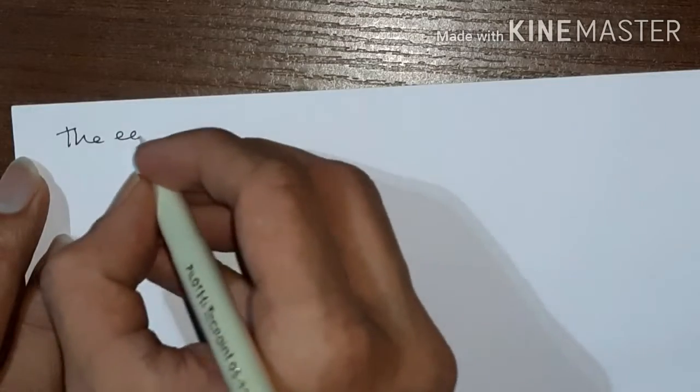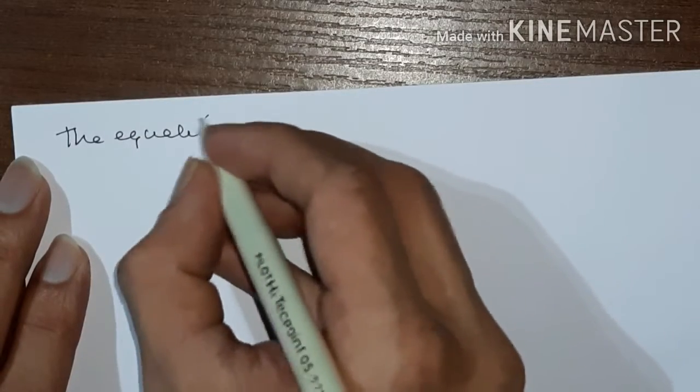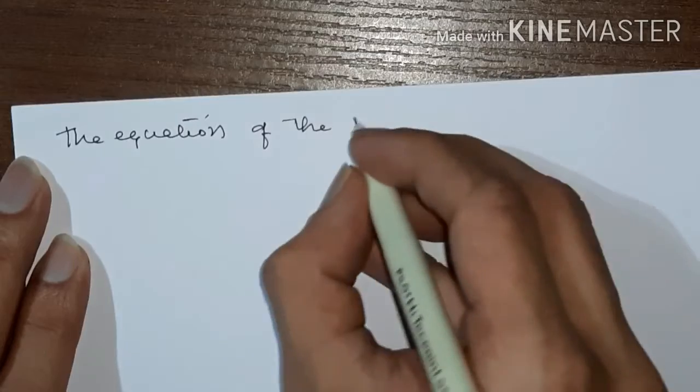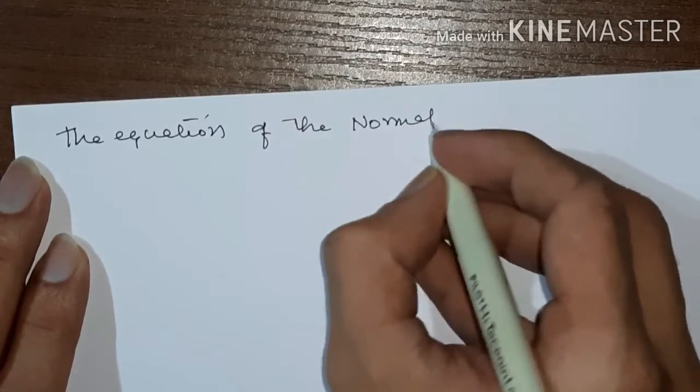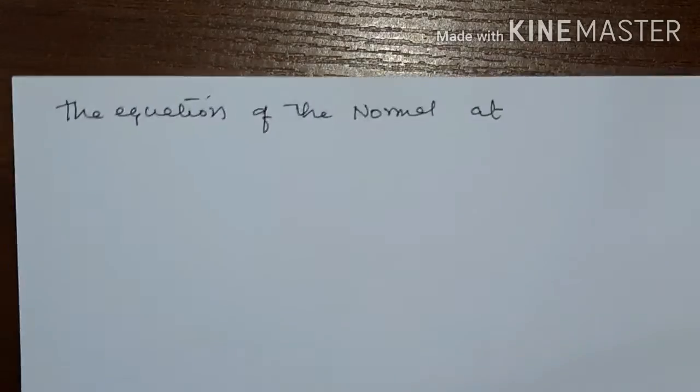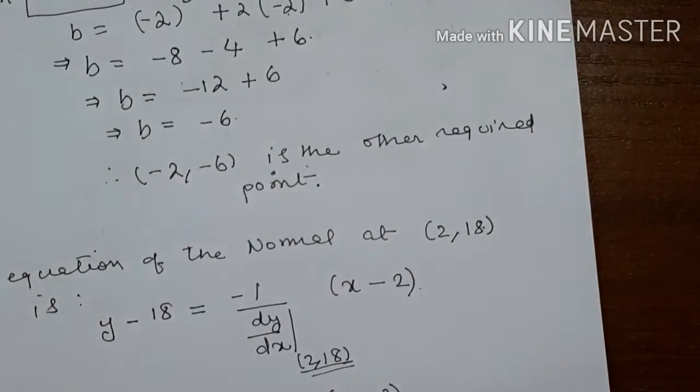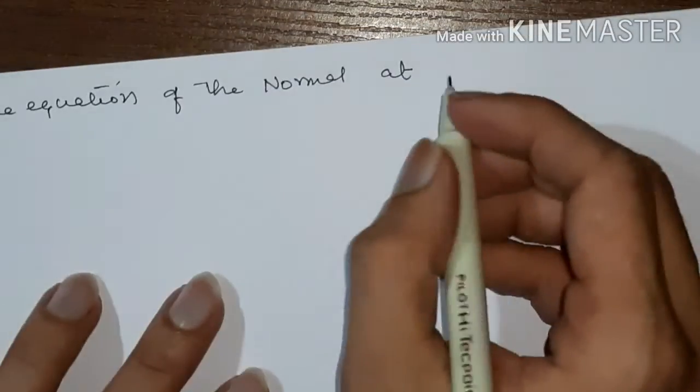Now the equation of the normal at which point? The second point was minus 2 comma minus 6. So at that point we have to find the equation of the normal.